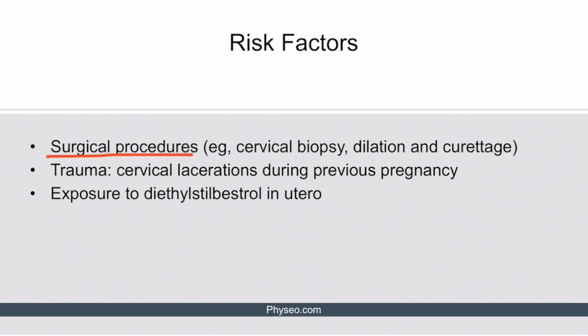Well, surgical procedures like cervical biopsy and dilation and curettage, or D&C, are the most common causes of cervical insufficiency. Then cervical trauma, such as cervical lacerations during a previous pregnancy, can also weaken those cervical tissues. And lastly, exposure to diethylstilbestrol in utero. So in other words, when the mother was a fetus and was exposed to this estrogen, then that can result in some structural abnormalities, especially of those reproductive organs, including cervical insufficiency.